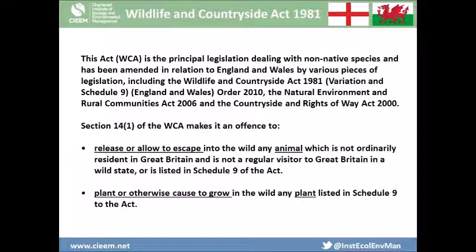For plants, in any case, you can't plant or otherwise cause to grow in the wild any plant listed on Schedule 9. So that's about 40 species, certainly worth familiarizing yourself with them. And then any animal listed on Schedule 9 can't be released or allowed to escape into the wild, nor can any animal that's not ordinarily resident in Great Britain. So that's the Wildlife and Countryside Act, and that's the primary piece of legislation currently in England and Wales. So basically, you can't spread invasive species around in the wild. The definition of the wild is in a slide later on, which you can read at your leisure.